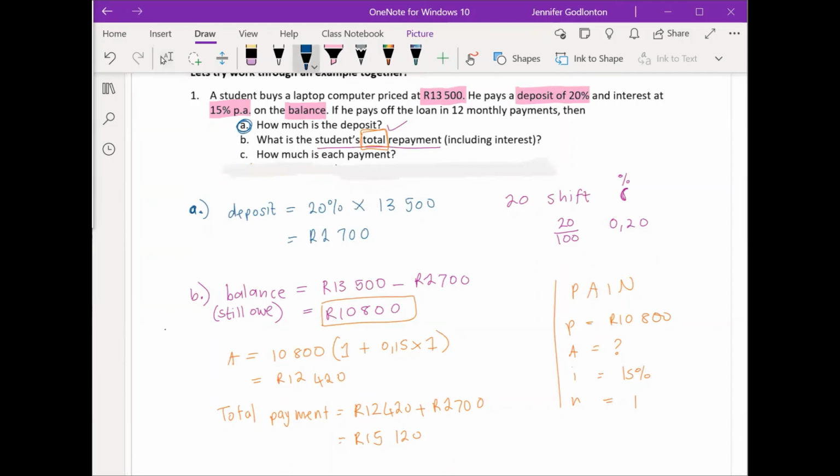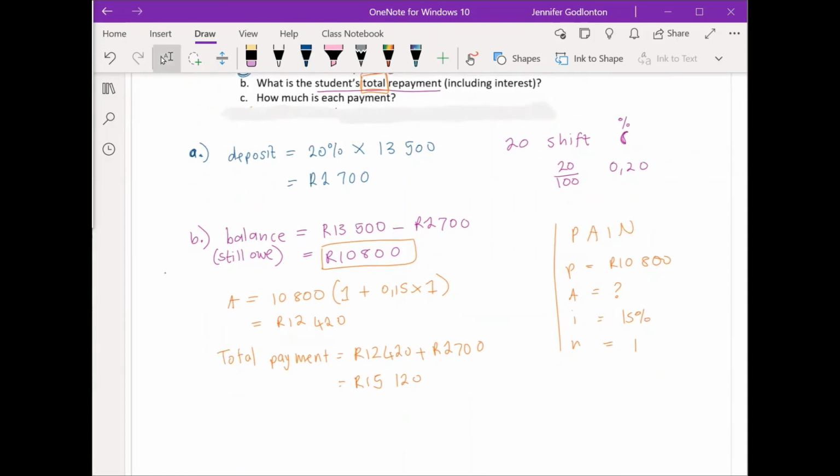Read the question carefully. Who thinks they can tell me? How many payments are made? Come on, it's like staring at you. It's in the second line of the question. 12. Thank you, Mflengi. So the student pays off in 12 monthly payments.